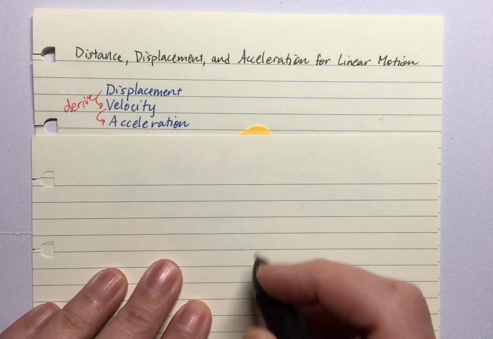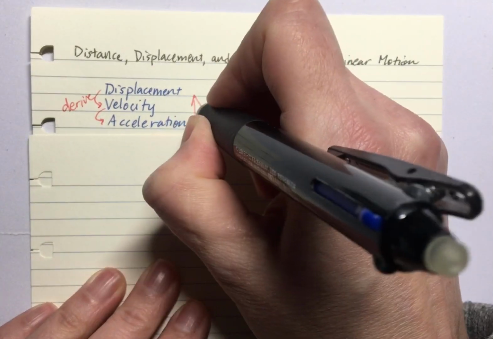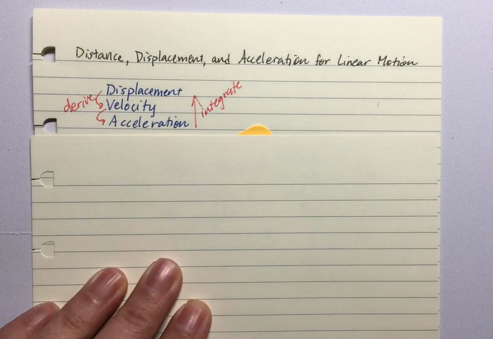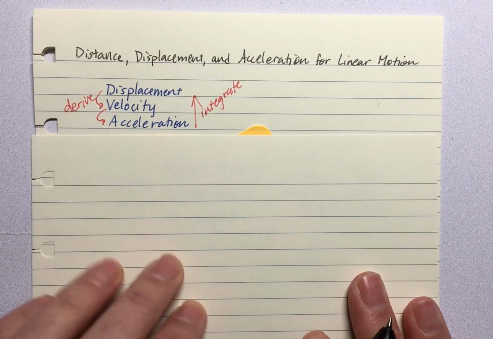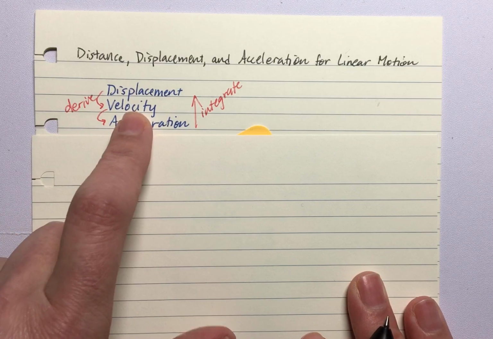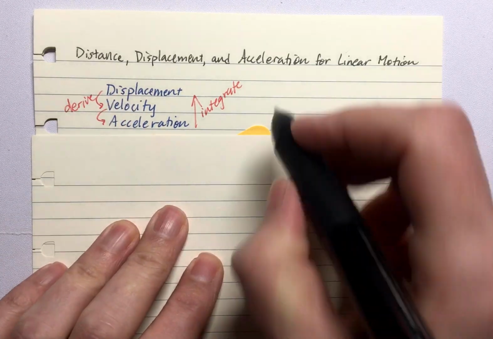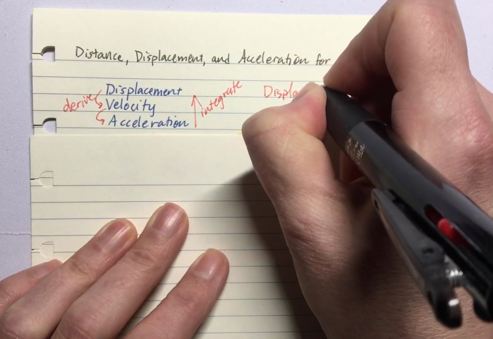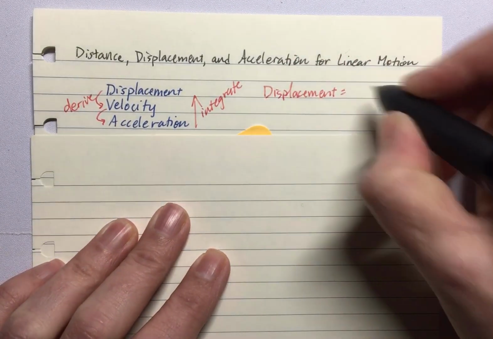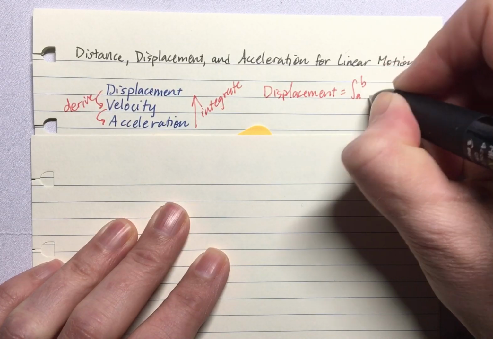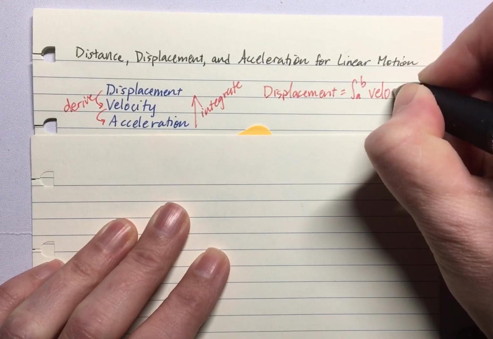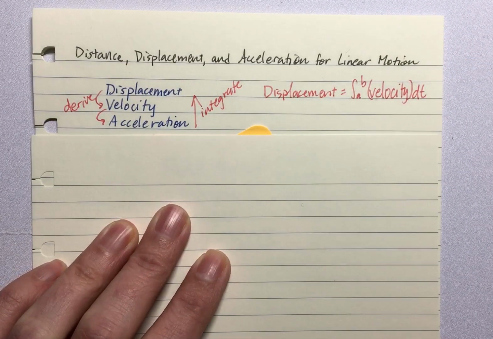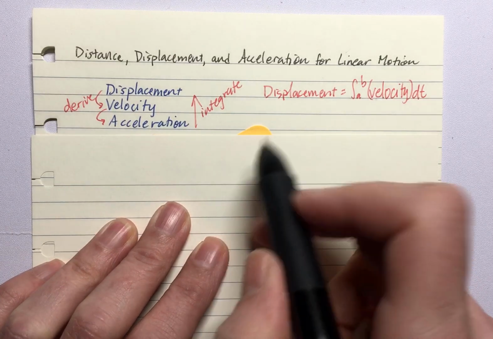So it makes sense that we can go the other direction with integration. And that's what we're going to be doing today. So if you have velocity, you can get to displacement. So displacement is going to be the integral from A to B of your velocity. Easy peasy, right? Hopefully. Okay.